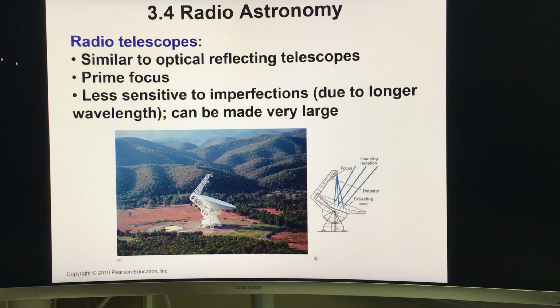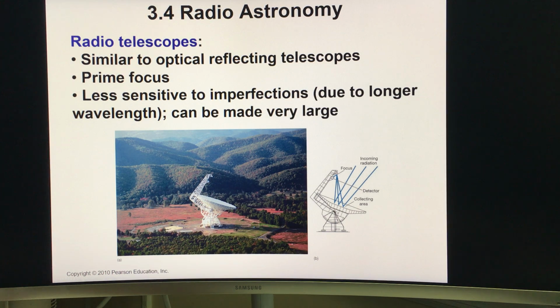The first type is called radio telescopes. It is very similar to optical reflecting telescopes, but instead of using mirrors, sometimes we use a kind of metal to act similar to mirrors. So the light coming here will be reflected, and then you can form an image over here.